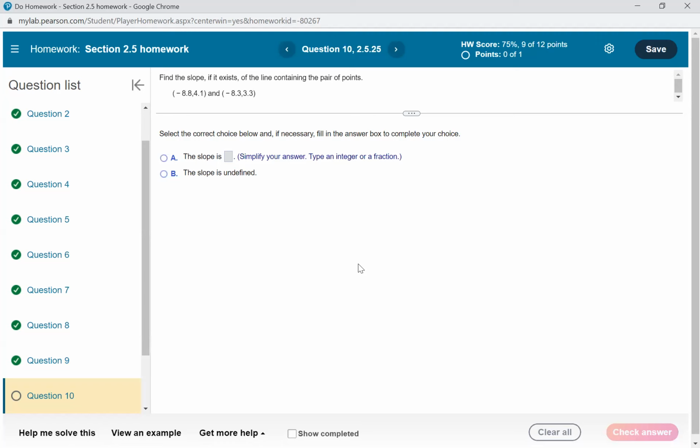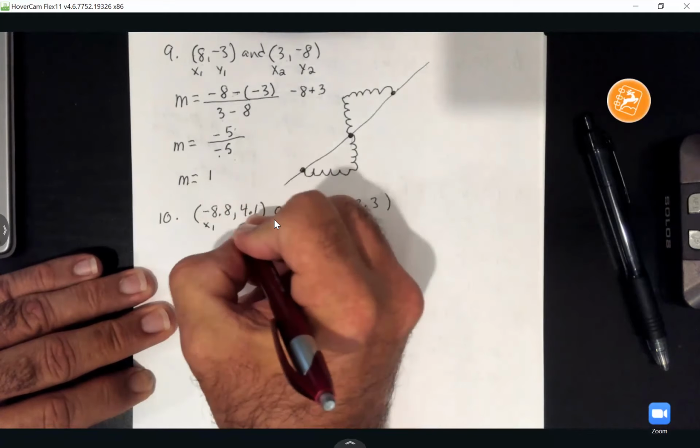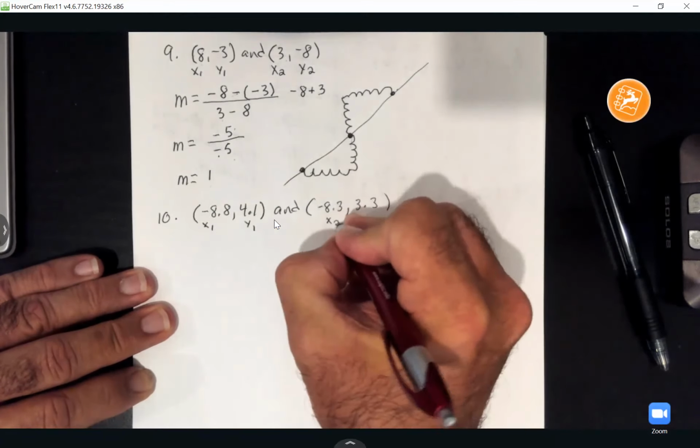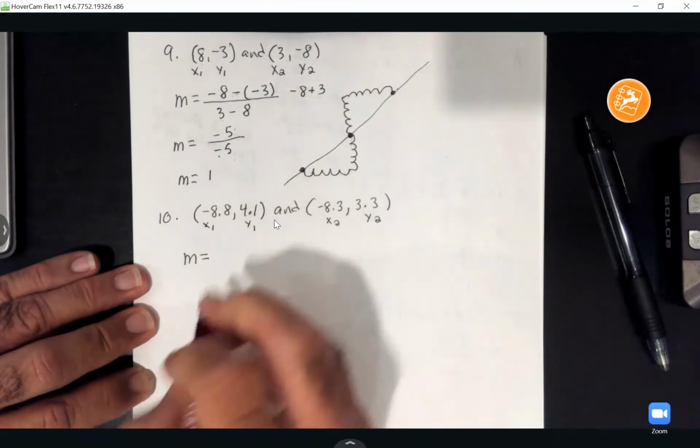All right, now watch this one, y'all. This one's going to be trickier. I'll probably have to break out a calculator on this. I got a negative 8.8, comma, 4.1. And my second point is going to be negative 8.3 and 3.3. So for this one, they're just hitting us with some decimals. So I'm going to come in and do x1 and y1, x2, y2. And then we're going to plug them into our formula.